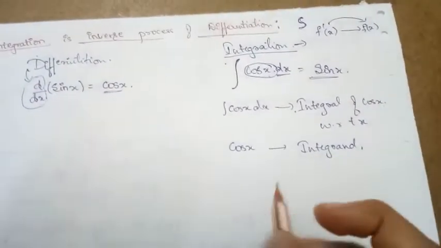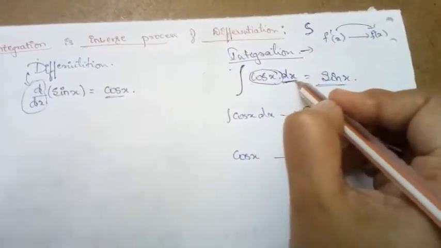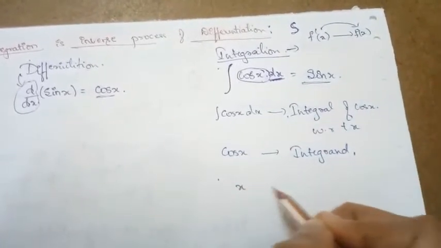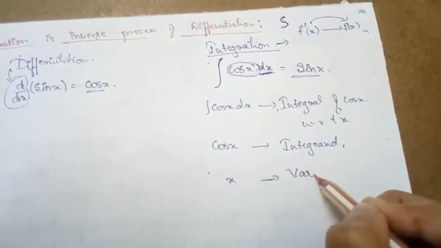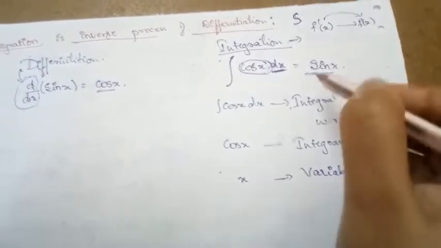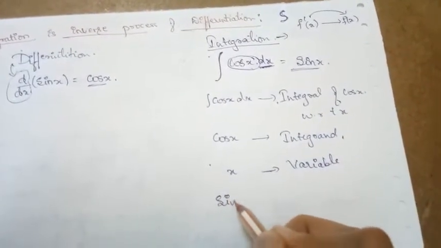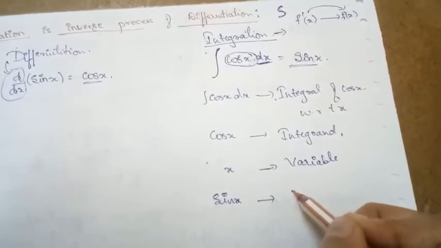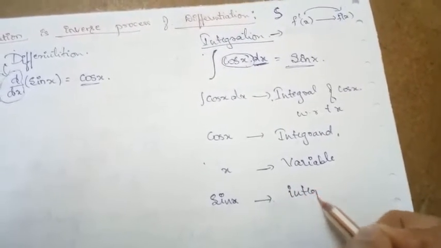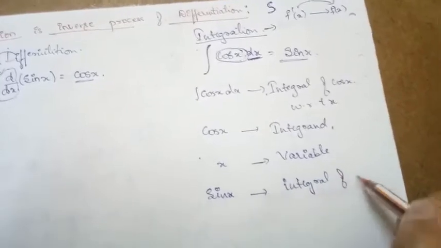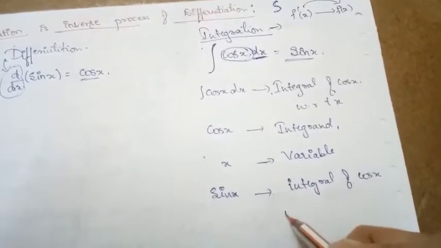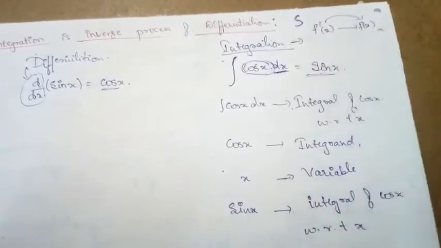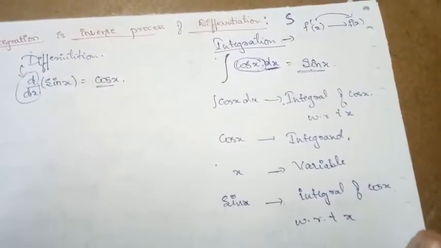It is called an integrand. And the x here, if I consider the x here, it is nothing but a variable. The sin x which I have got here is called an integral. Sin x is an integral of cos x with respect to x. So this sin x is nothing but an integral of cos x with respect to x.